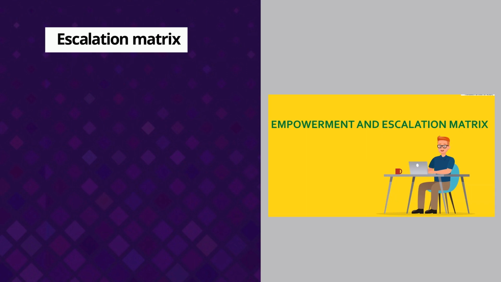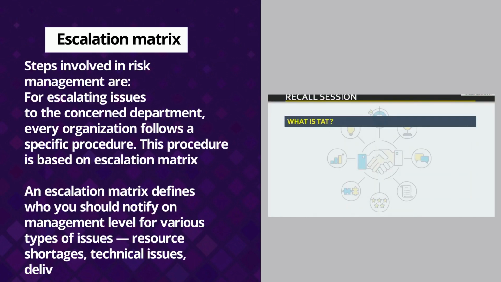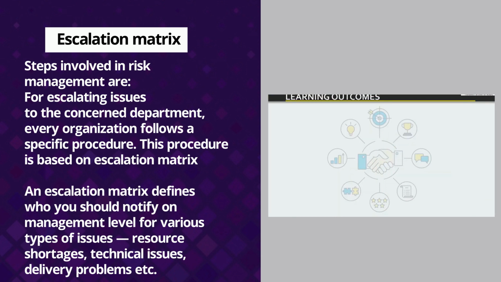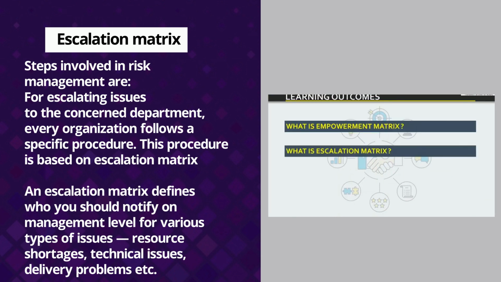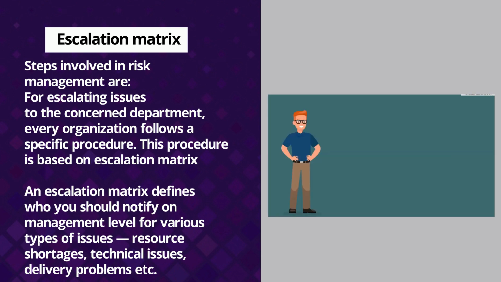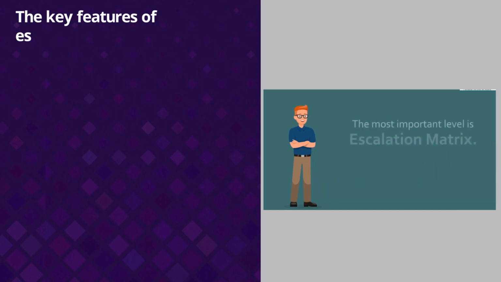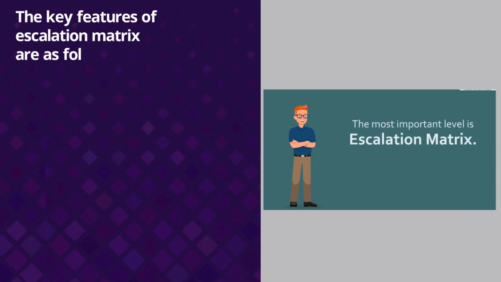Escalation matrix. For escalating issues to the concerned department, every organization follows a specific procedure. This procedure is based on the escalation matrix. An escalation matrix defines how you should notify on management level for various types of issues like resource shortage, technical issues, delivery problems, etc. The key features of escalation matrix are as follows.